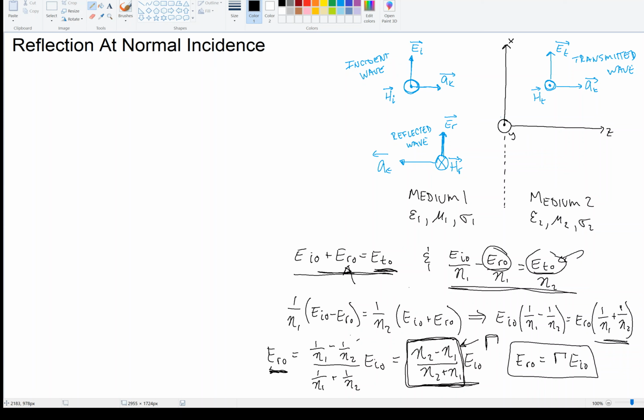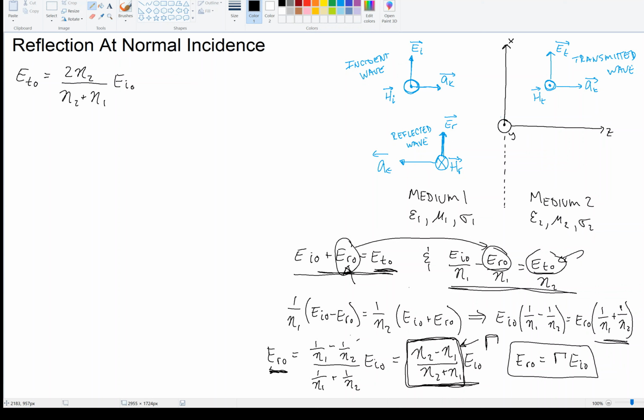I could alternatively substitute the reflection in for this thing here, and I'm going to let you do that on your own. Once you use some algebra to clean things up a little bit, you get that the transmitted amplitude is twice eta 2 over eta 2 plus eta 1 times the incident amplitude. So see if you can figure that one out. Again, you solve for the reflection in this equation, plug it in over there, and clean it up.